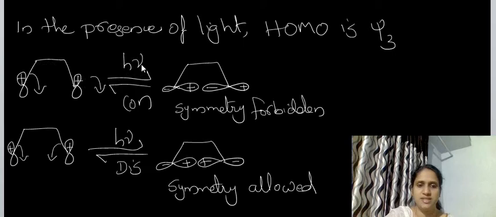In the presence of light, when it undergoes conrotation, both the orbitals rotate towards the same side and we get sigma anti-bonding interaction, plus and minus. So it is symmetry forbidden. Then if it undergoes disrotation in the presence of light, both the orbitals rotate towards opposite sides. It forms a sigma bonding interaction, that is, it is symmetry allowed.